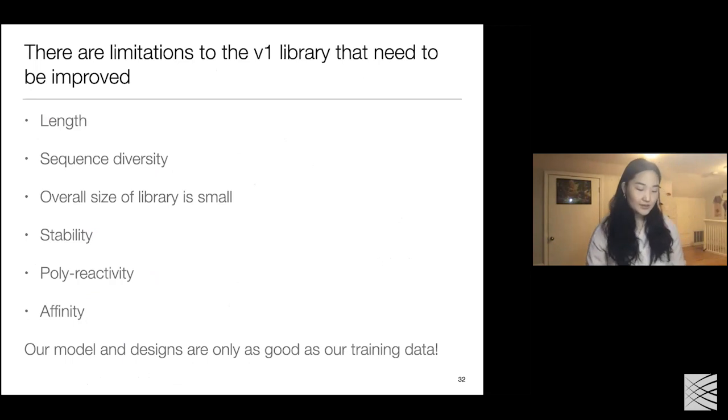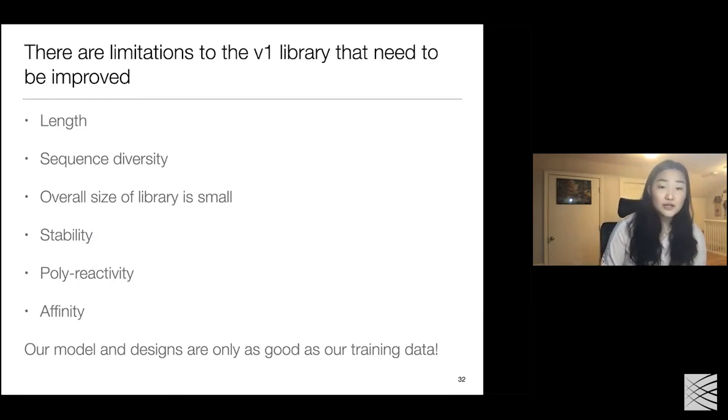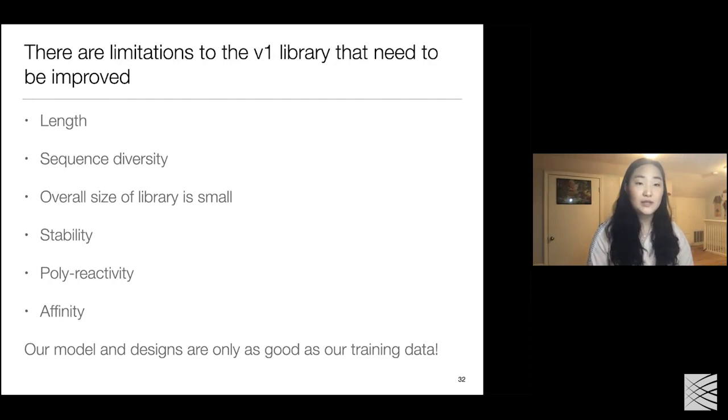And while this work was a great first proof of concept that statistical models of sequences can be usefully applied to design better expressed libraries that can still be used for discovery, there are still some limitations that need to be addressed. One is, if you recall, the length diversity of our model generations was actually smaller on average than the natural distribution. In addition, we would like to include more sequence diversity and somehow compensate for the fact that the overall size of our library is small due to synthesis costs.